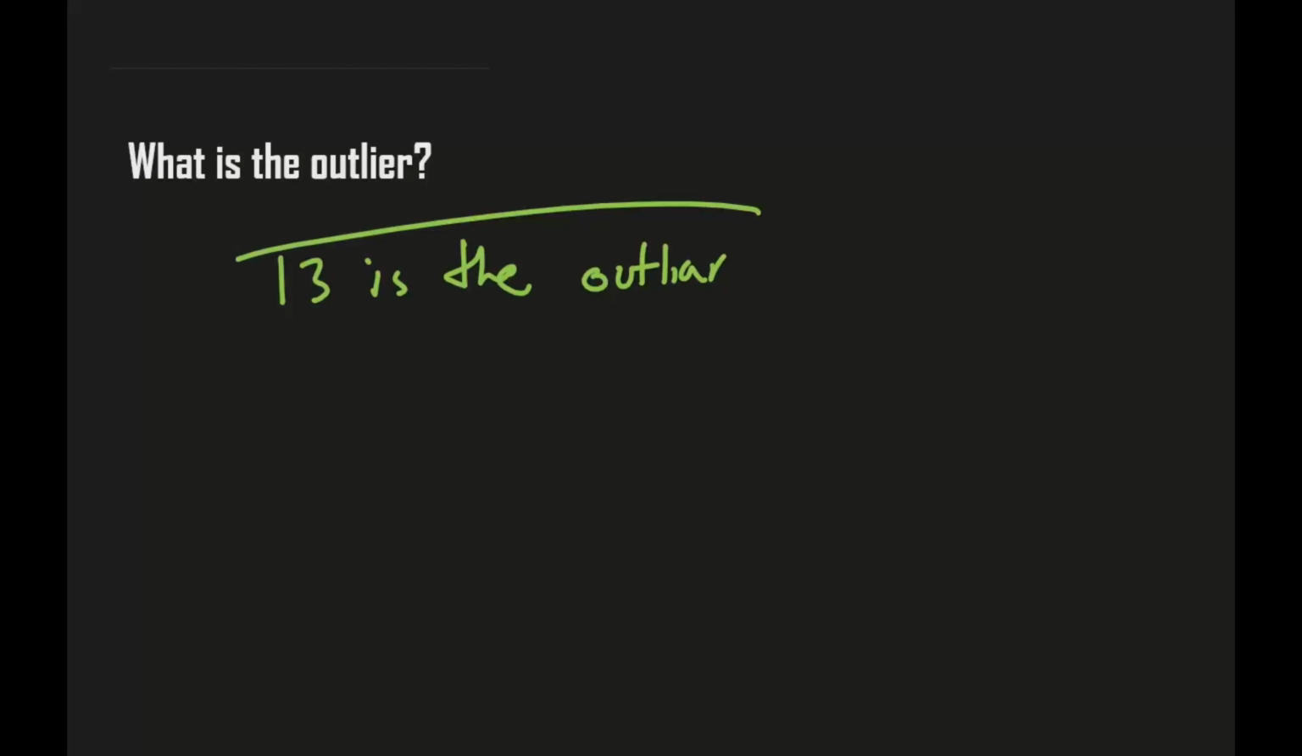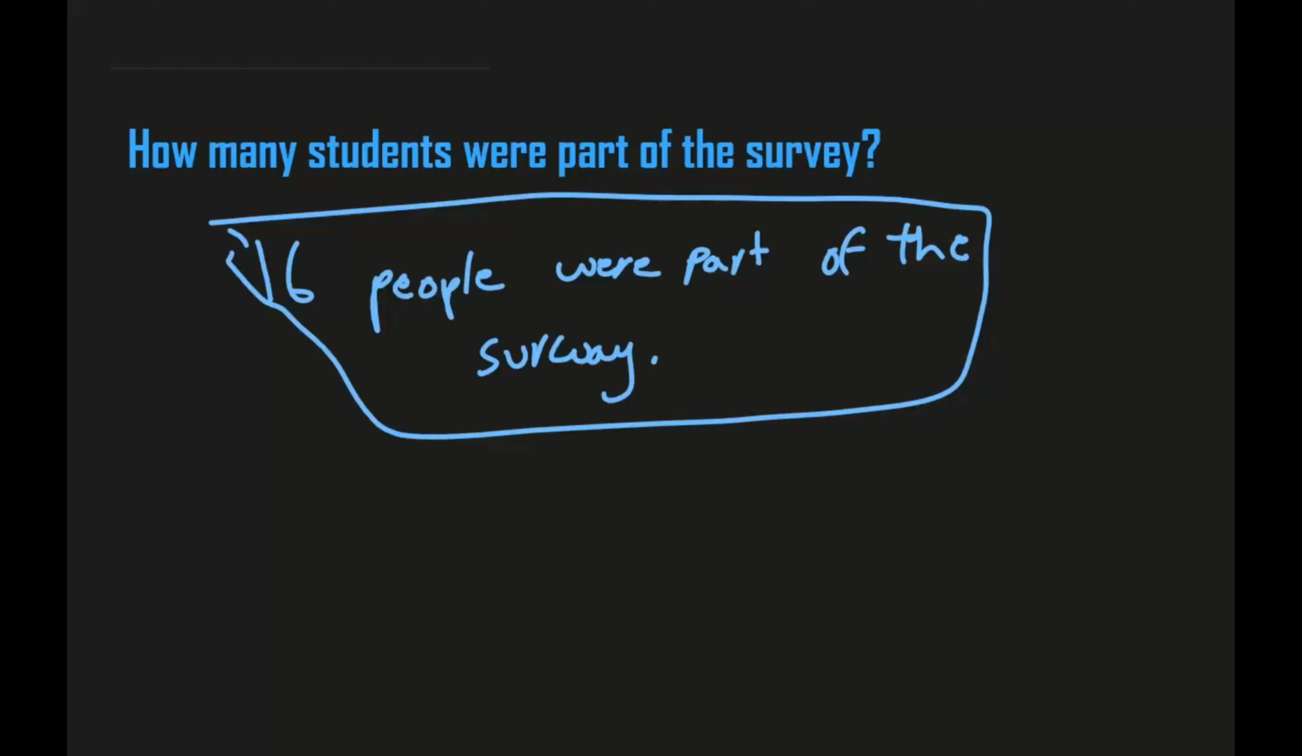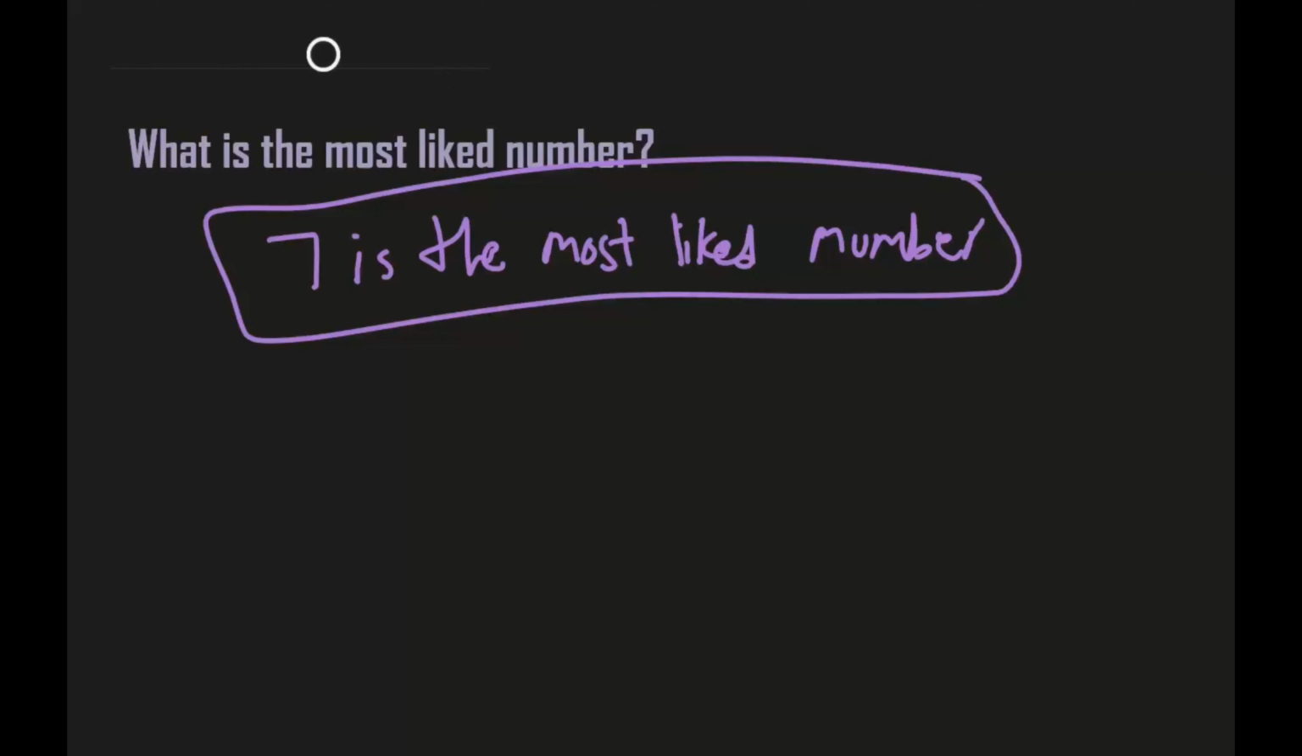So, now you guys, let's check if you got your answers right. So, how many people were part of the survey? Did you get 16? If you did, great job. That's the answer. If you didn't, it's okay. Just keep practicing. You'll get it at some point. Now, what is the most liked number? Did you get 7? Well, if you did, great job. That's the right answer. If you didn't, again, it's okay.